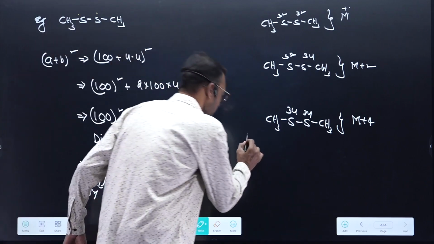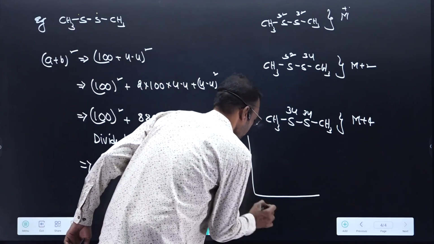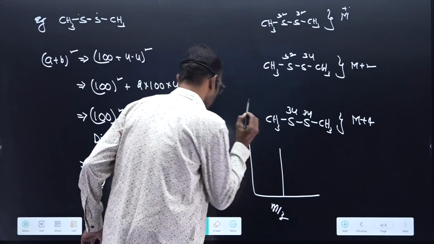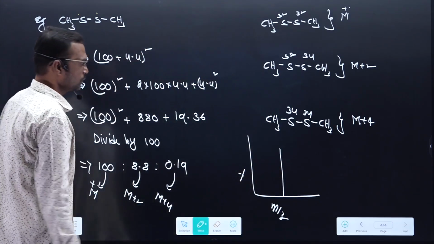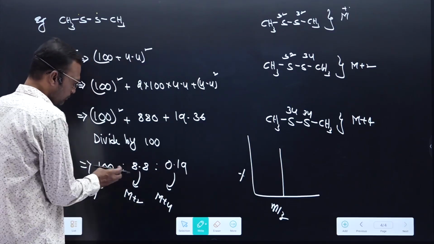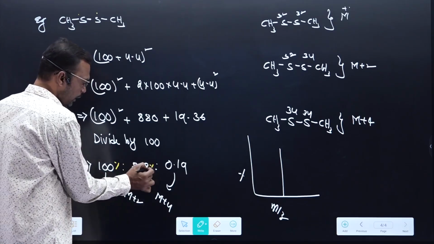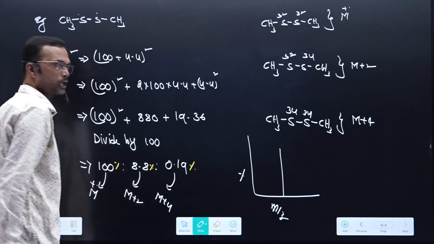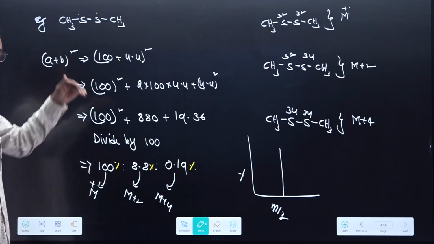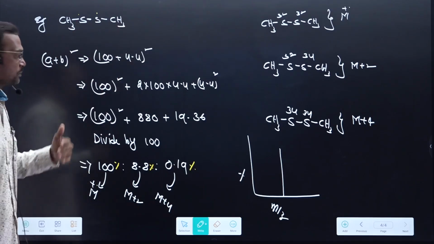So if you see the peak intensities, percentage and M by Z value, now this is 100%. I am assuming as 100%. Molecular ion is 100%. In this 100%, only 8.8%. This is 100%, 8.8%, 0.19%. Directly you will get percentages here if you divide with 100. Even for chlorine, bromine also can apply the same concept.